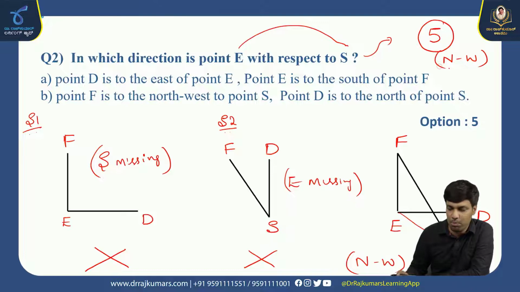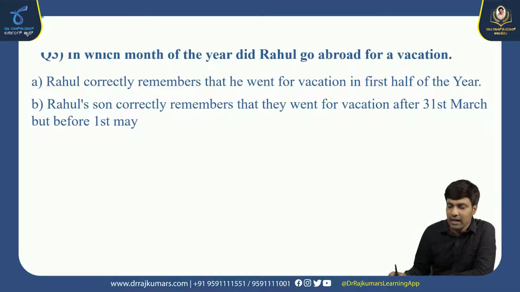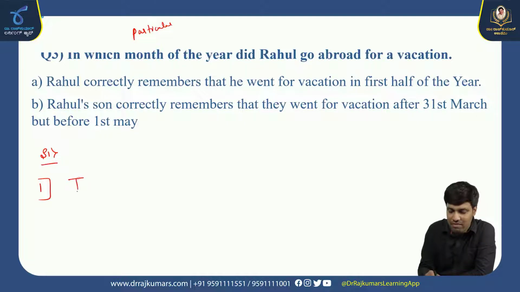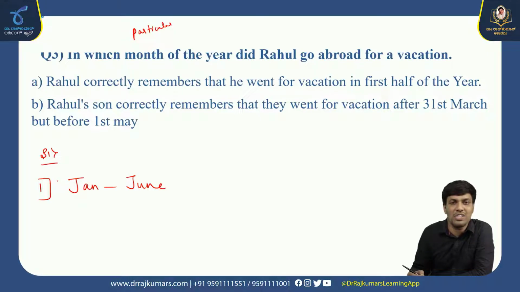Moving on to our next problem. In which month of the year did Rahul go abroad for a vacation? Rahul correctly remembers he went for a vacation in the first half of the year. First half of the year will be January to June. In this January to June, we can't say correctly in which month Rahul went abroad for a vacation. So the given data is insufficient because we can't clearly say in which month of the year Rahul went abroad.